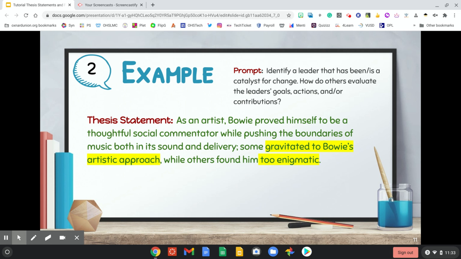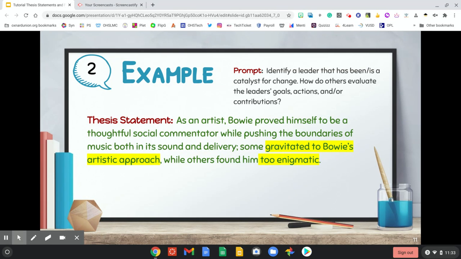The thesis statement reads, as an artist, Bowie proved himself to be a thoughtful social commentator while pushing the boundaries of music, both in its sound and delivery. Some gravitated to Bowie's artistic approach, while others found him too enigmatic. So the leader identified is David Bowie as a musical catalyst for change.